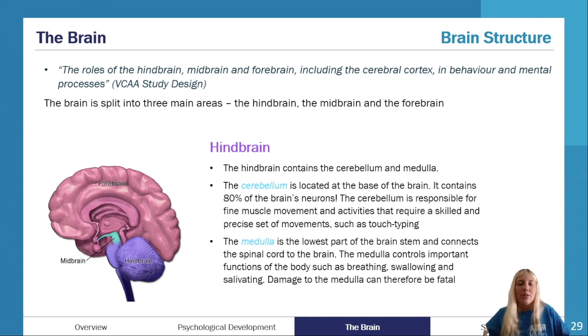So cerebellum: fine, delicate, coordinated movements that require a large level of detail. So it's giving an example of touch typing, typing something.